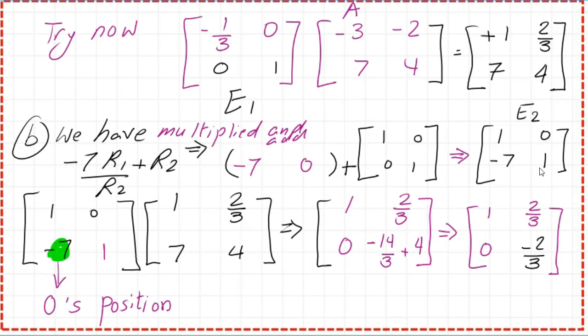It is very important to use the arrangement that this is the second operation, so it will go to the left of the first operation. So A is here. This is the result of multiplying E1 by A. This is here, and we are going to use this operation E2.